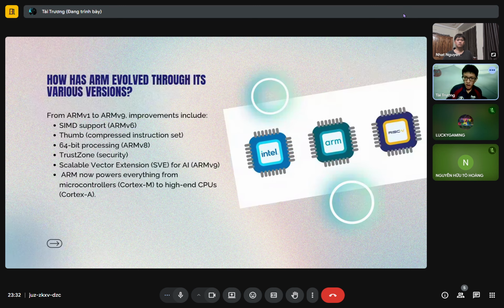Next, how has ARM evolved through its various versions, from ARMv1 and 2 to ARMv9? Improvements include SIMD support in ARMv6, Thumb compressed instruction set, 64-bit processing in ARMv8, TrustZone security, and Scalable Vector Extension, SVE, for AI in ARMv9. ARM now powers everything from microcontrollers, Cortex-M, to high-end CPUs, Cortex-A.